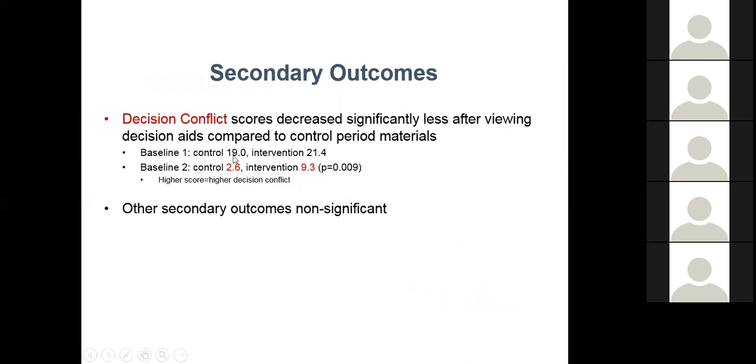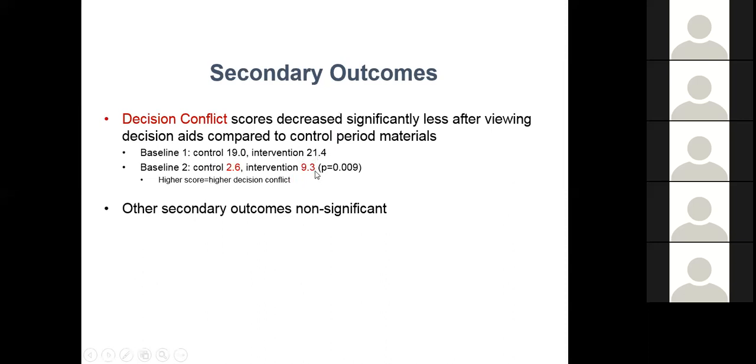So in the baseline control, we collected two baselines, one before the decision aid, one after the decision aid. And conflict was 19, high as 100, low as 0. And that went to 2.6 in the control. And in ours, that went from 21 to 9.3.